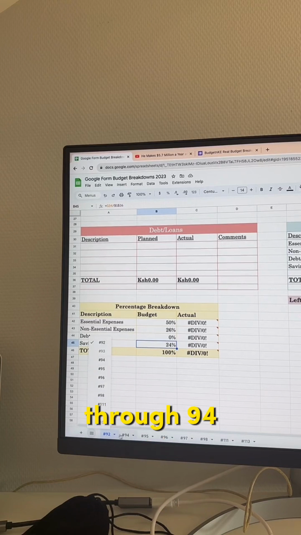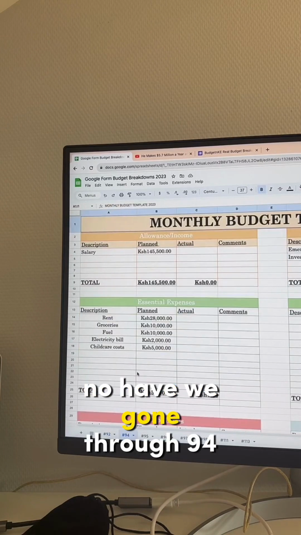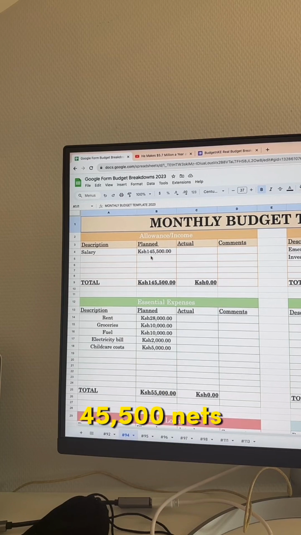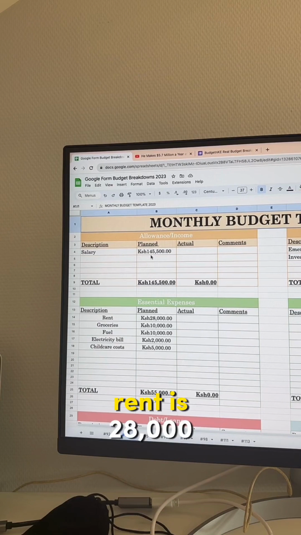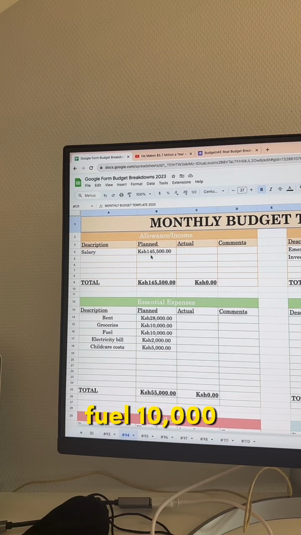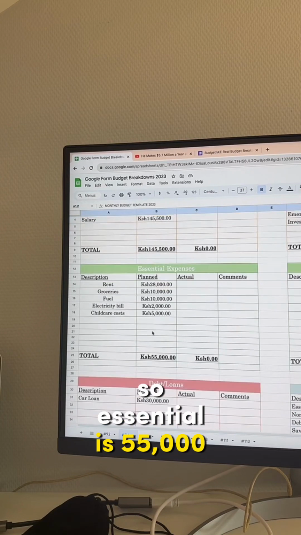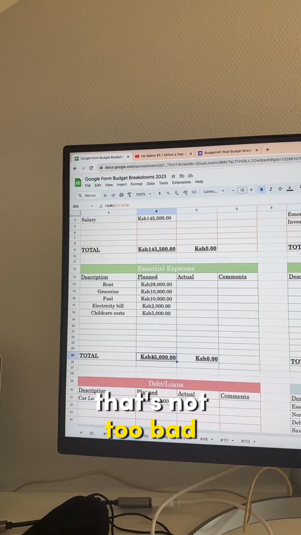So have we gone through 94? No. So this person earns 145,500 net, good salary. Rent is 28,000, groceries 10,000, fuel 10,000, electricity 2,000, childcare costs 5,000. Okay. So essential is 55,000. That's not too bad.